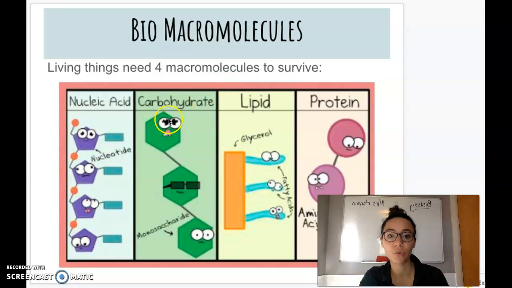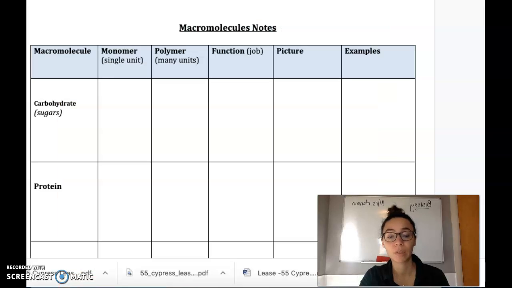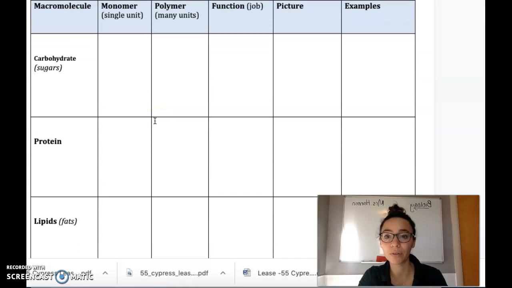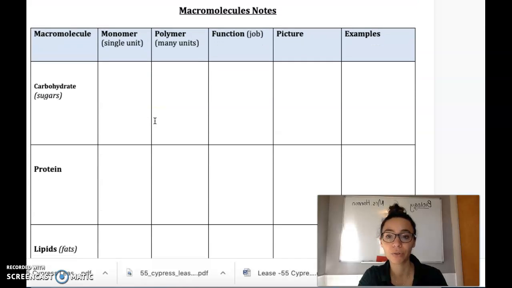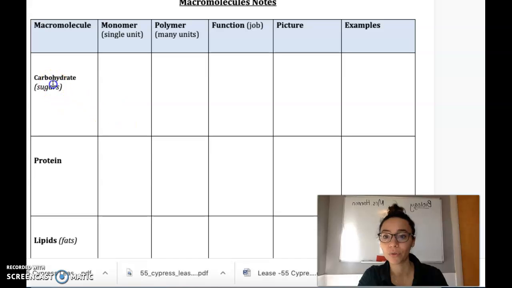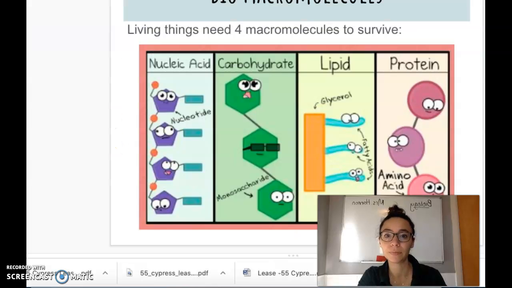So make sure you are taking notes. Remember that you can take notes in your packet that I printed out for you where it says macromolecules notes. So I'm going to go through carbohydrates today. When I talk about the monomer, write it in here. Polymer, write it in here. And I'm also going to talk about lipids. Okay? So let's get started.